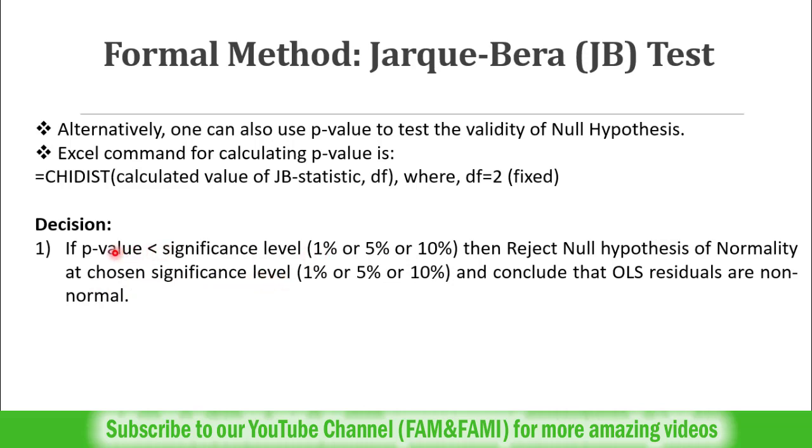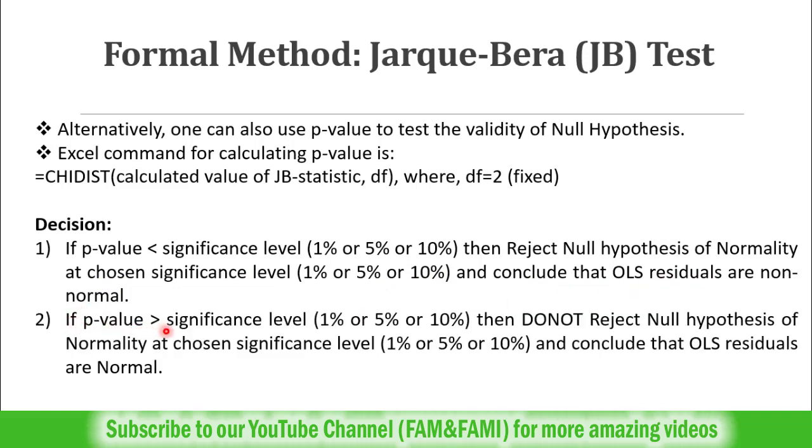And if suppose calculated value of p calculated via this command is found to be less than 0.05 or 5%, then we reject the null hypothesis of normality at 5% significance level. Similarly, if the calculated p-value calculated via this command is found to be less than 10% or 0.10, then we reject the null hypothesis of normality at 10% significance level, and we conclude that OLS residuals are non-normal.